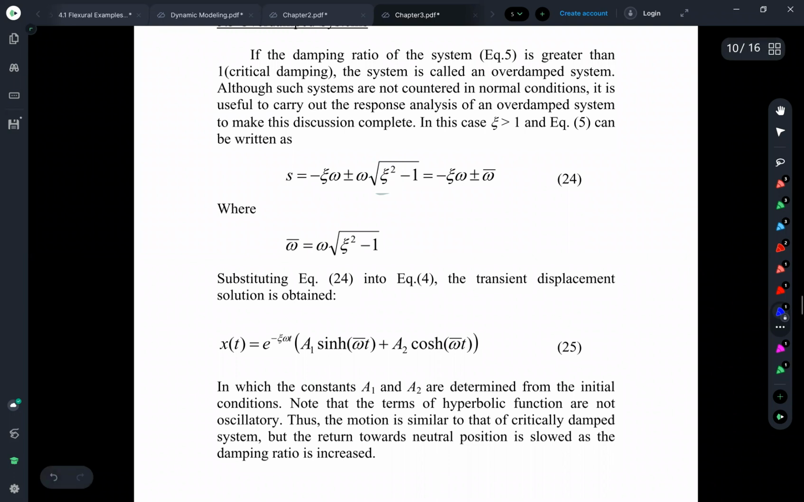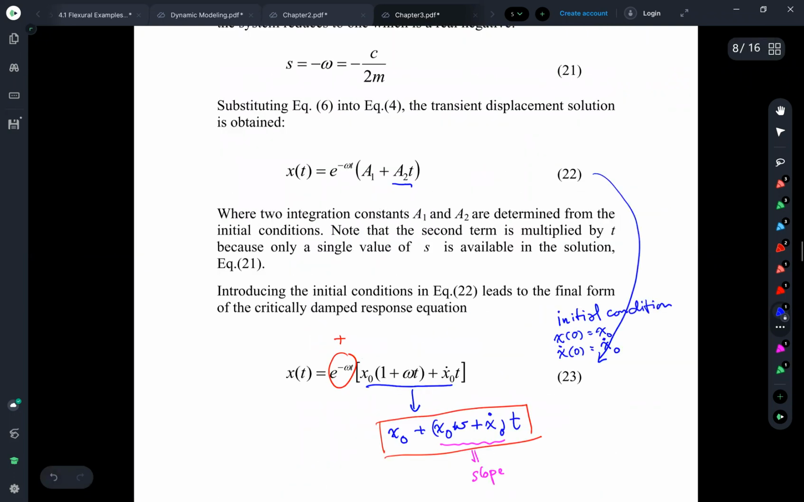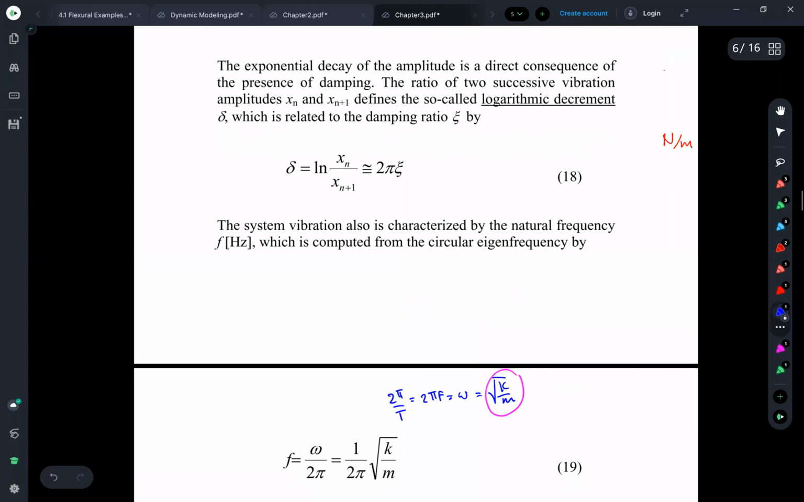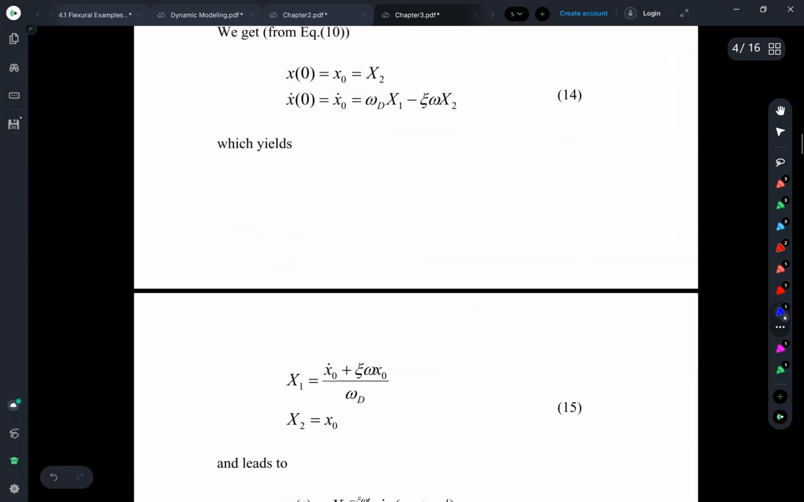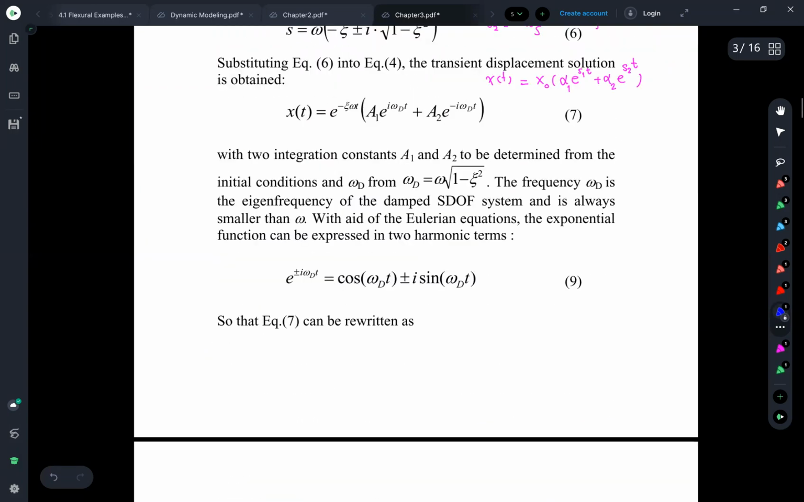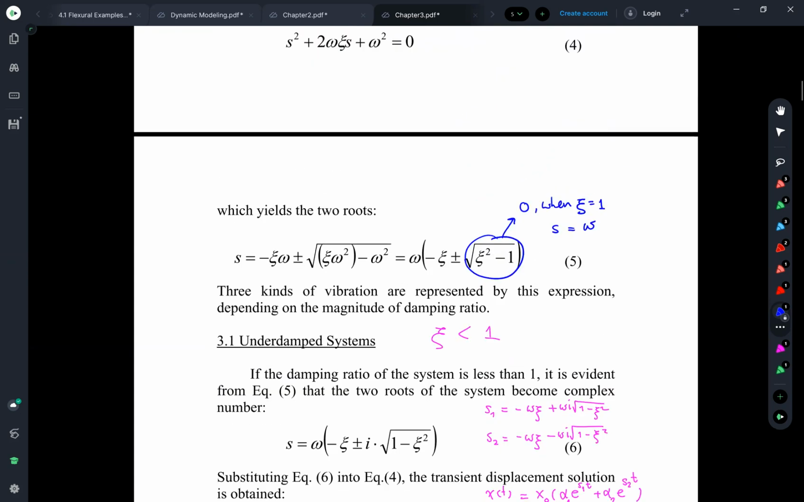Let me go back to equation 5. Imaginary number is the case where you have the underdamped system, right? Equation 5 again. Let me explain again. Previously, my explanation is not true. I have a mistake. I thought this one is 1 minus zeta squared, right? But it actually is zeta squared minus 1.